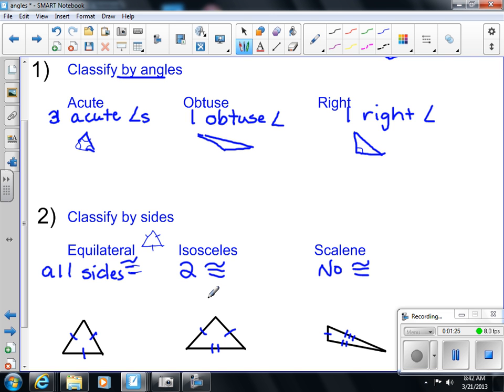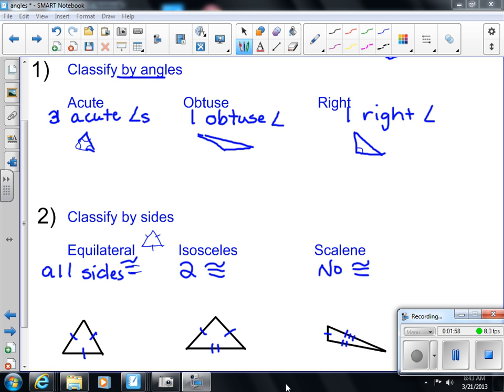Now, how do I remember isosceles? I think of it as "I saw Celeste with my two little eyes, and she was very pretty." So when you think of "saw Celeste," think two eyes. I saw her with two eyes, so you have two sides the same. And the last one is scalene. Scalene, you don't have any sides that are congruent. None. No congruent sides. See, they all have a different length.